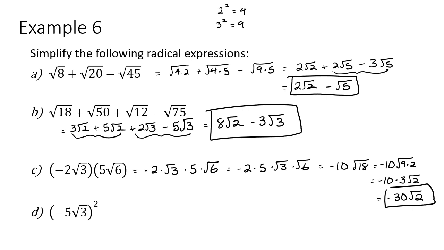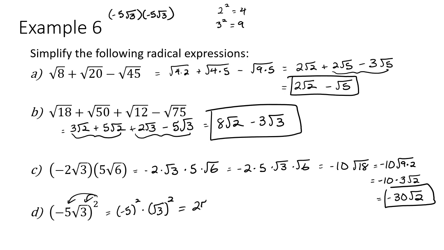Now with part D you have options. Anything squared is times itself. So you could just write negative 5 square roots of 3 twice, and then it becomes exactly like problem C. You would work it the same way. Or you could just use properties of exponents. And exponents just distribute to each term in a product or a quotient. And so you could also write this as negative 5 squared times the square root of 3 squared.